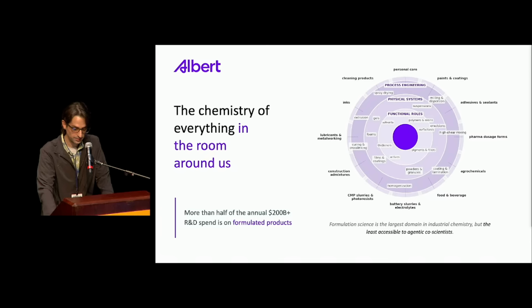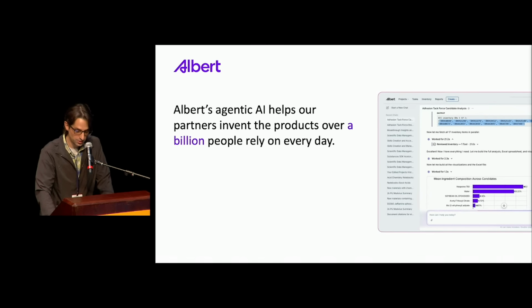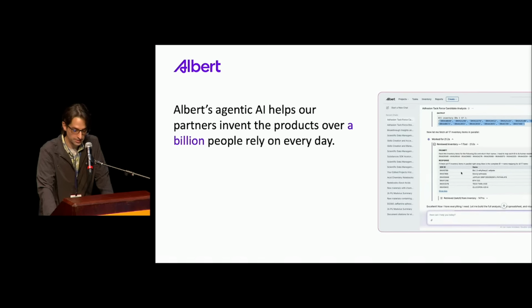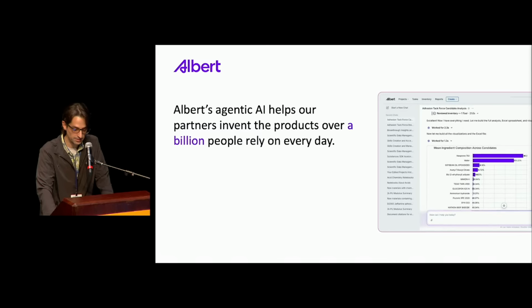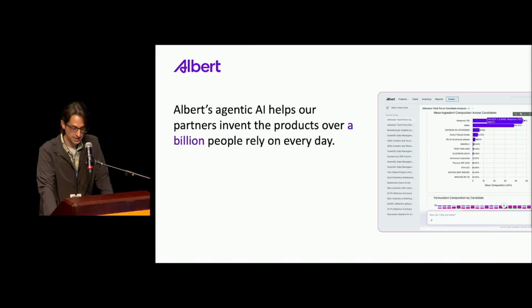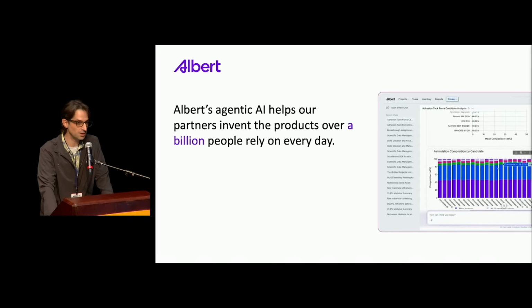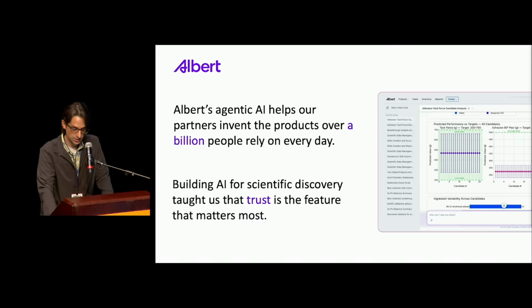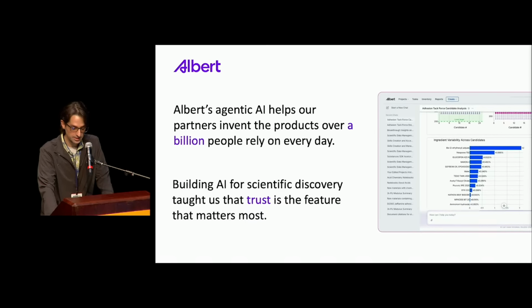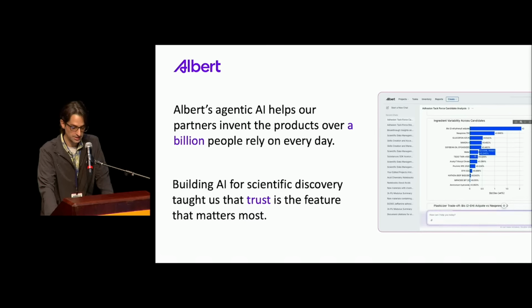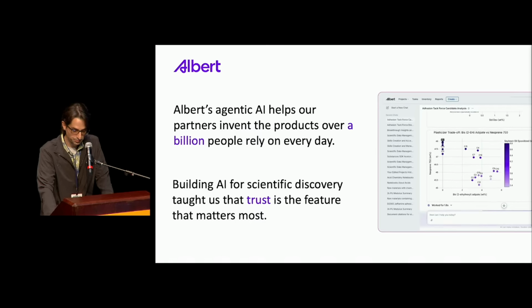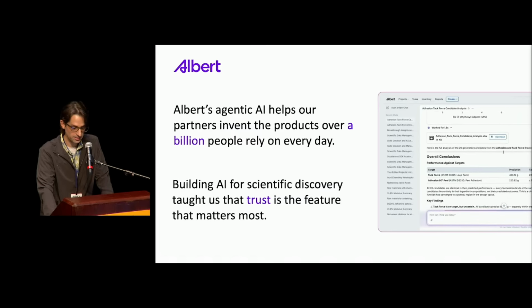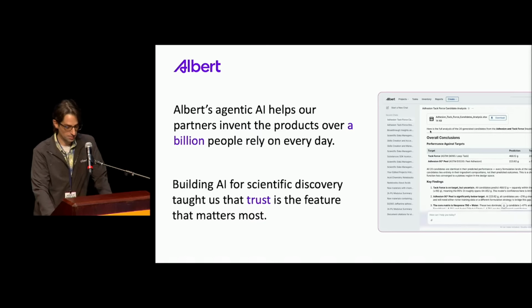Today, Albert's co-scientists help our partners invent products that over 1 billion people depend upon every day. This is the weight that these chemists carry into every decision, and it's exactly why building AI for scientific discovery has taught us that, above all else, trust is the most important feature. It's not accuracy in the abstract, it's not raw capability or amazing but often isolated results. Trust is when you have alignment with their domain. This seems obvious, but it's easy to lose track of when you're building capabilities without clear problem selection criteria.